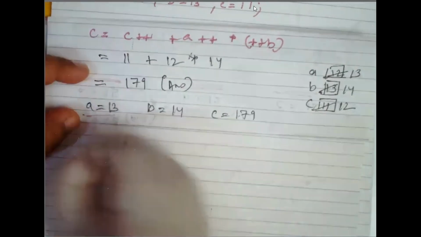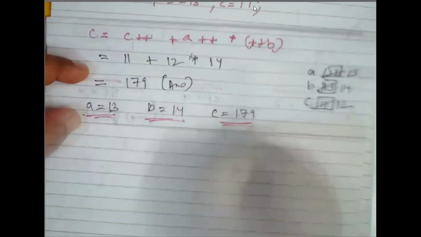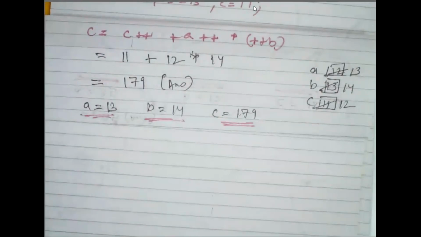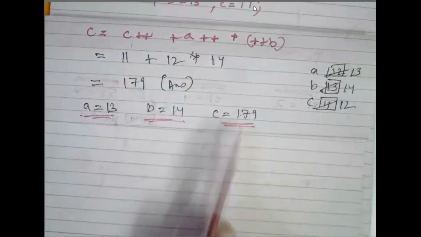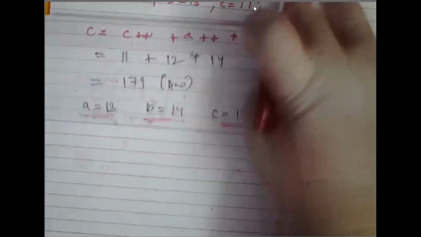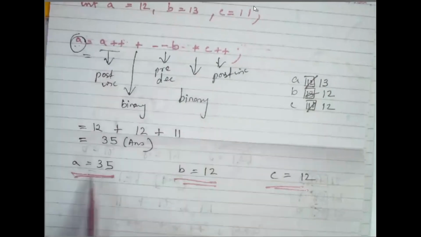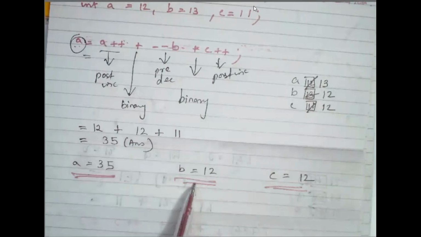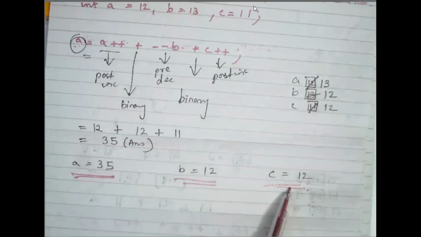So you can see in these three questions, some variables were assigned the expression. The variable has taken the expression's value, not the last value. In the first question, A was assigned the expression value. So A, instead of being 13, is 35. B's last value was 12. C's last value was 12.